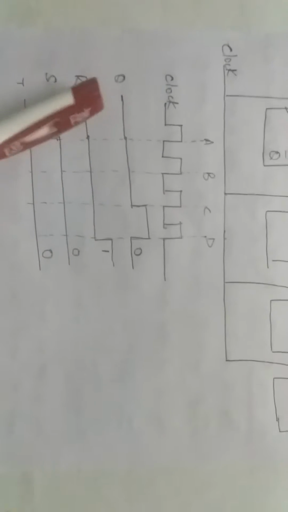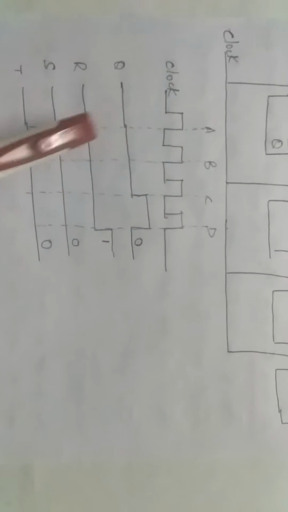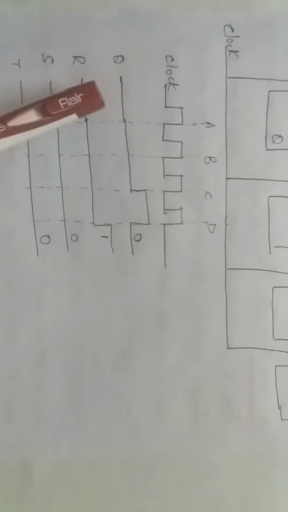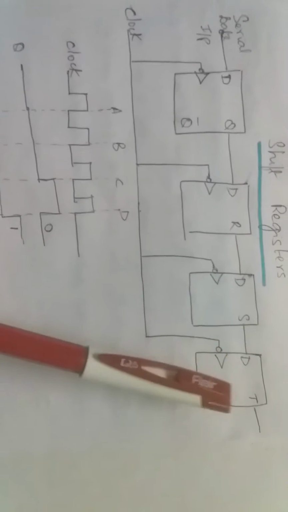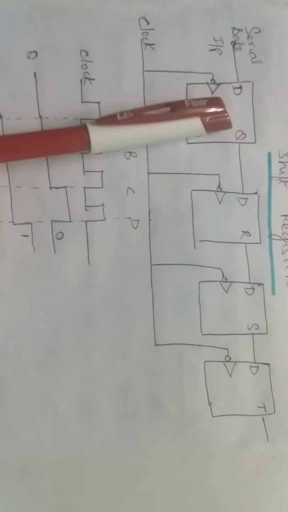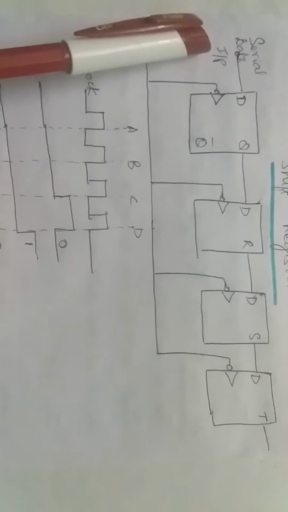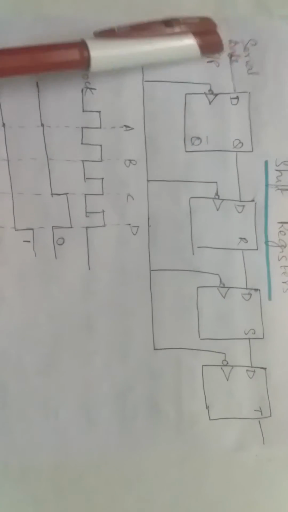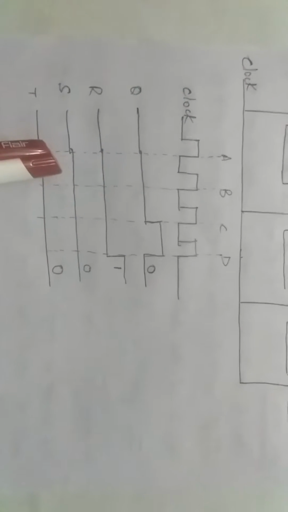So at the time interval before A, all D inputs are low and T is reset. The 0 in S is shifted to T, the 0 in R is shifted to S, the 0 in Q is shifted to R, the first serial input 0 is shifted to Q. So you have 0 0 0 0. Now let's see the second part.